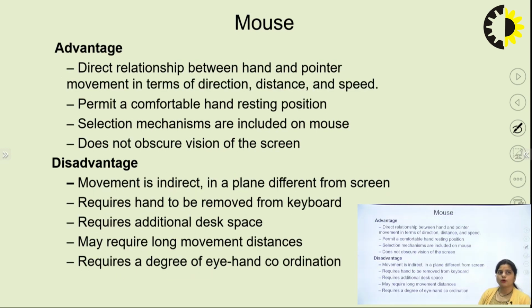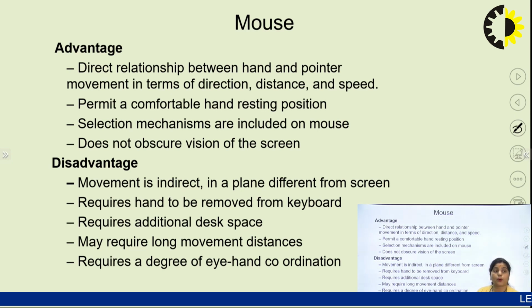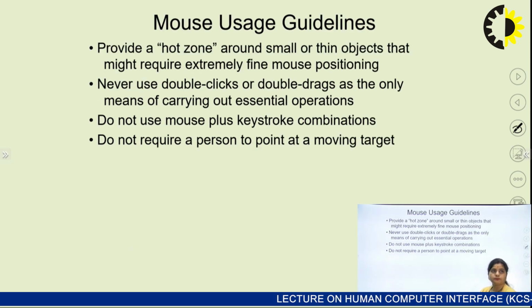The next one is the mouse. I think everyone is familiar with this. It also establishes a direct relationship between the hand and the pointer movements. It permits a comfortable hand resting position. And the disadvantage is that it also requires the hand to be removed from the keyboard, and it may require long movement distances. It also requires a degree of eye-hand coordination.